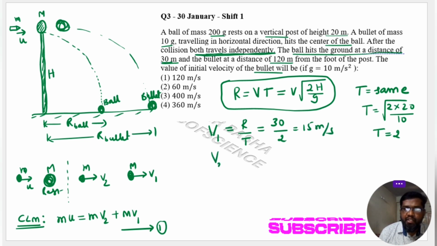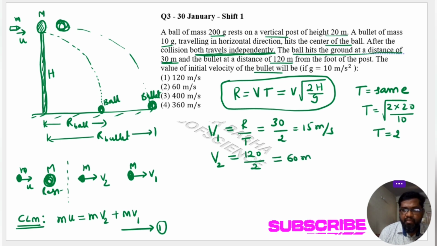Now v2 is equal to the range for the bullet. The bullet falls at a distance of 120, and the time is again 2, so 120 by 2 is equal to 60 meters per second.